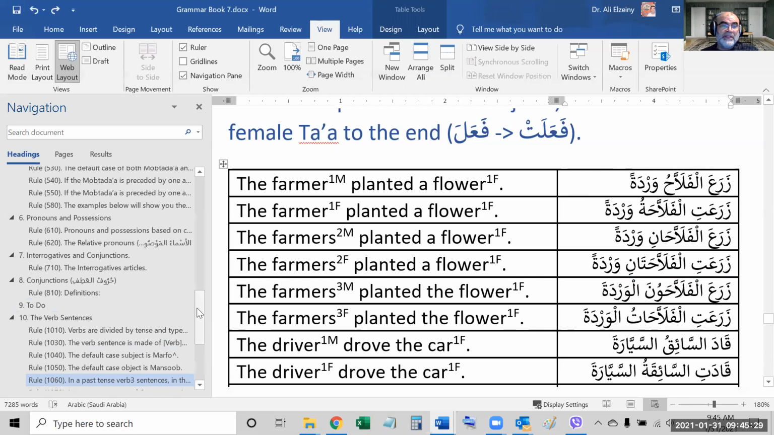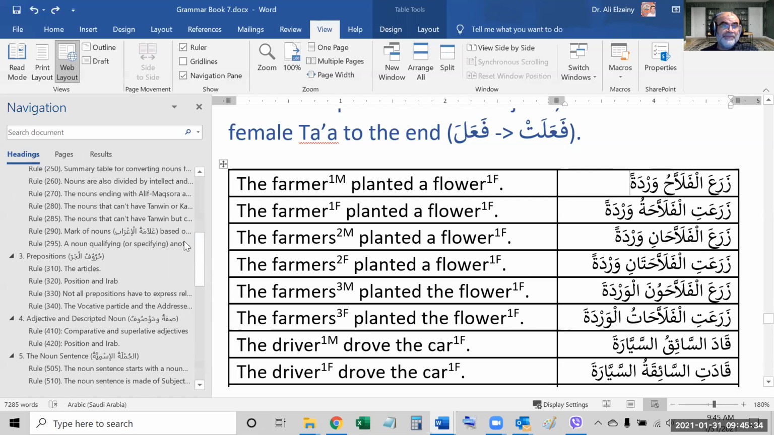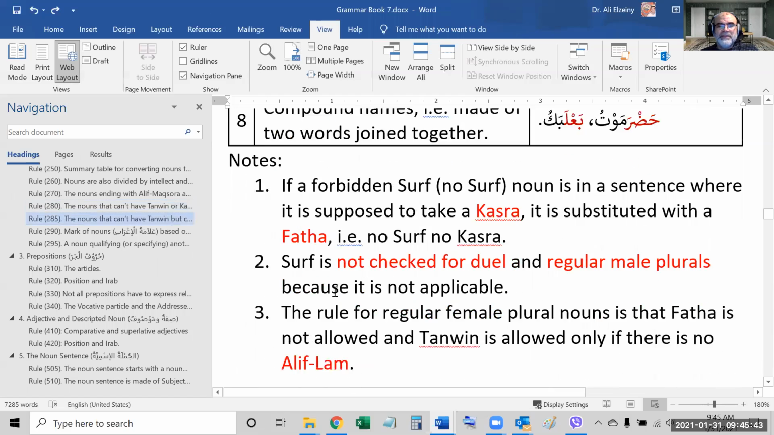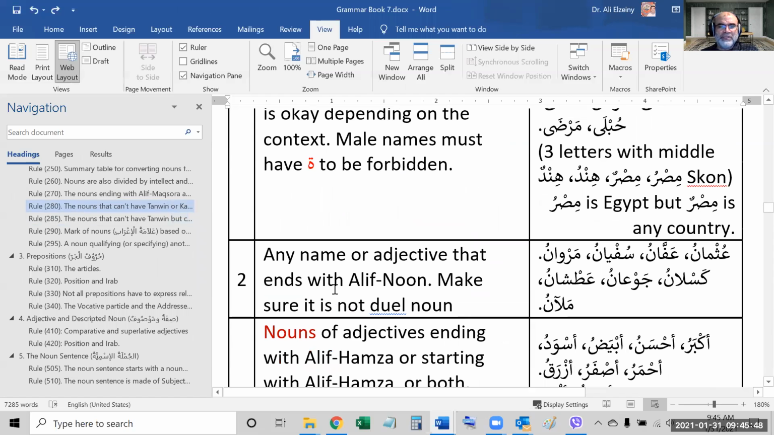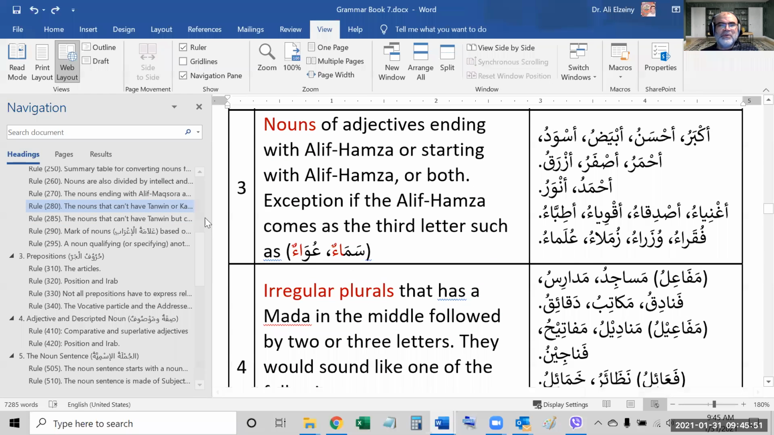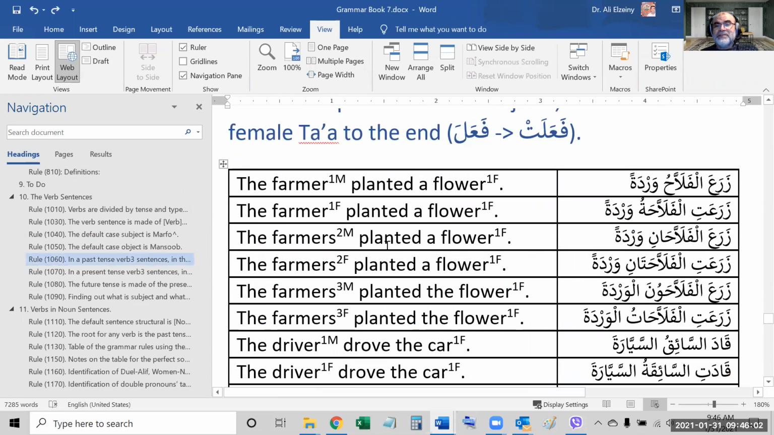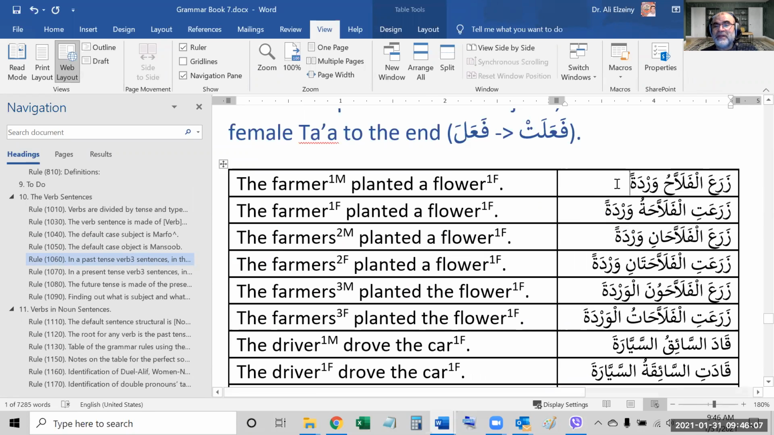If we want to figure out why this is allowed or forbidden, we can just go ahead and visit the cases where the صرف is forbidden. How many cases are there here? 8 cases. None of them is وردة. None of them, وردة, which is a flower. So it means that صرف is allowed for وردة. Therefore we can have تنوين, because صرف is allowed for وردة.